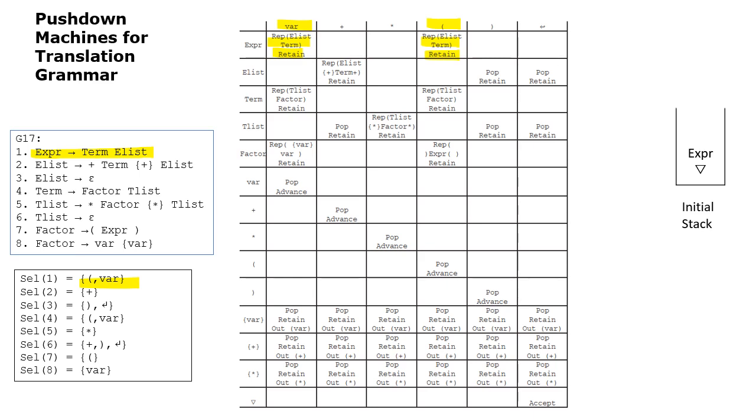So now let's take a look at a rule that has action symbols. So this is a rule that has an action symbol. Rule number 2, the selection set for rule 2 is plus.